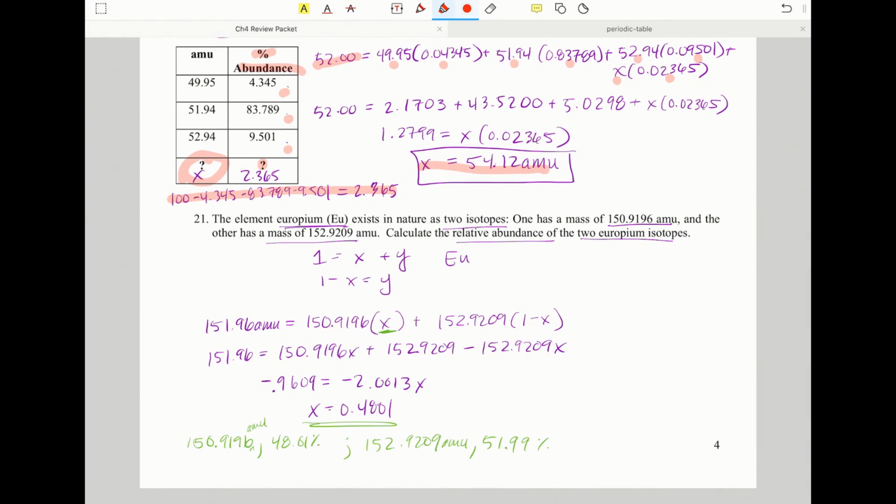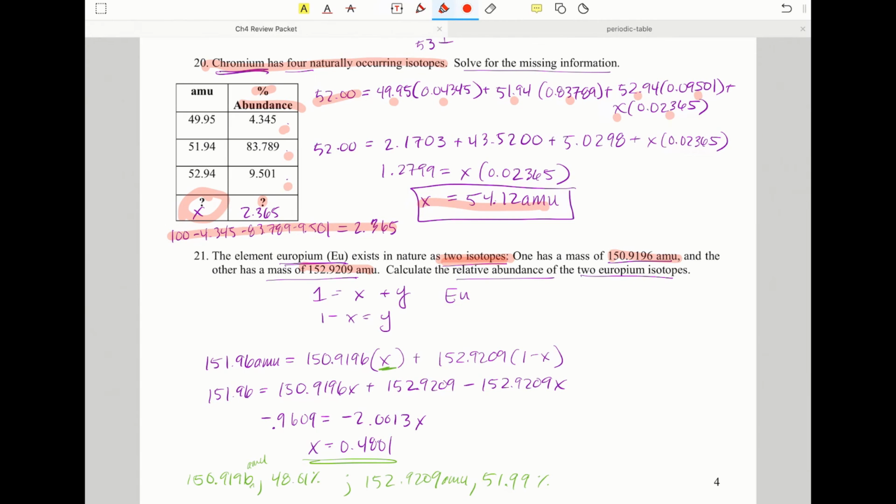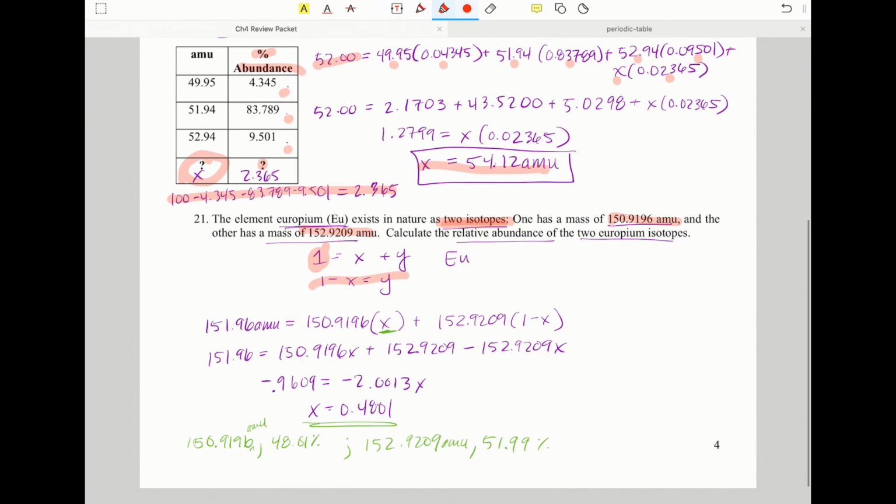AMUs. Number 21. Here we have 2 isotopes. One has a mass of this, one has a mass of that, and I would like the percent abundance of each. Now here it's important. As percents, the percents sum up to 100. When we do the math, though, we don't do the math in percents. We do the math in decimal form. The decimals sum to what? Right, 1. The decimals sum to 1. So I can use beautiful substitution to solve for my percent abundance of each, making sure that I take a moment at the end to clarify which isotope has which percent abundance, okay?